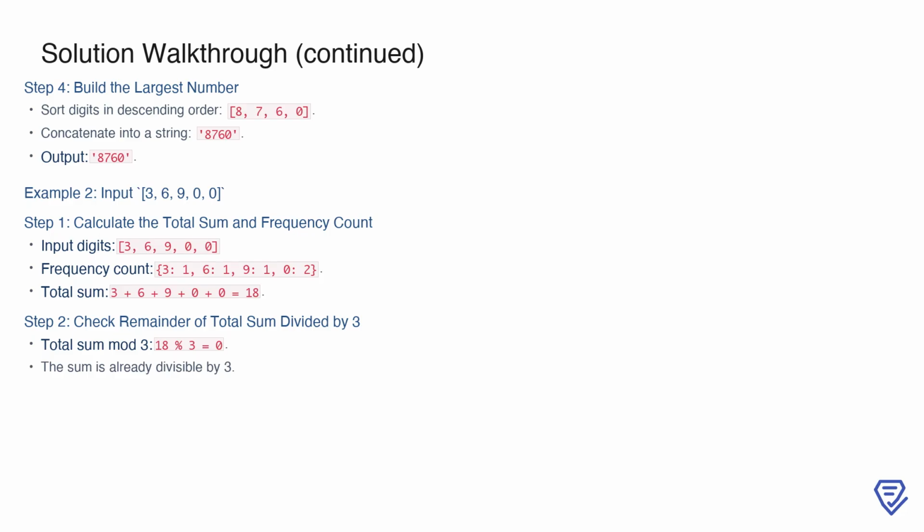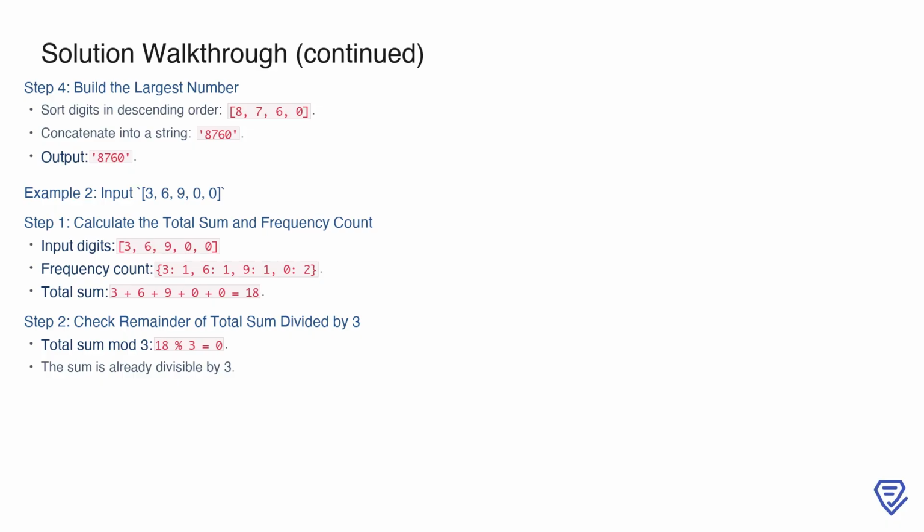To do this, we sort the remaining digits, 8, 7, 6, 0, in descending order. Once sorted, we concatenate these digits into a single string, resulting in 8760. This is the largest number that meets the requirements for this input.